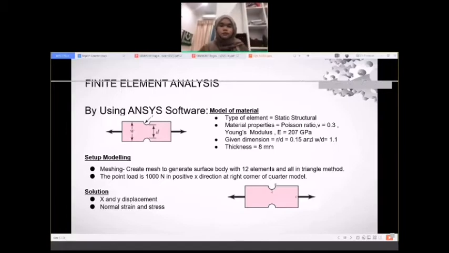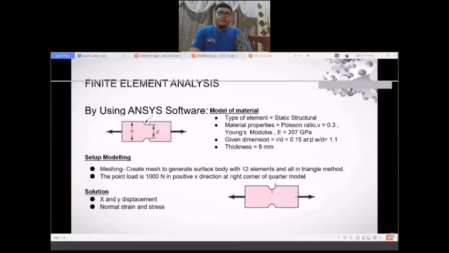I will explain about the finite element analysis. Before that, my name is Muhammad Nasrullah. I'm using the Ansys software to complete this project. First of all, we must know the model of material. The first type of element we choose is the static structural. In the question, we get the properties: the Poisson ratio is equal to 0.3, and the Young modulus is equal to 207 gigapascal. Our group is given the dimensions R over D equal to 0.15, and W over D equal to 1.1.